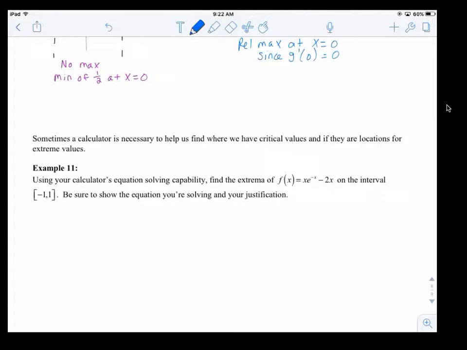All right, number 11 says, find the extrema of f of x on the interval from -1 to 1. Be sure to show the equation you're solving and your justification. Okay, so I know that I have to test -1 and 1, and I also need to find what? Extrema occurs at either endpoints or what? Critical values, which is when the derivative doesn't exist or equals 0, correct?